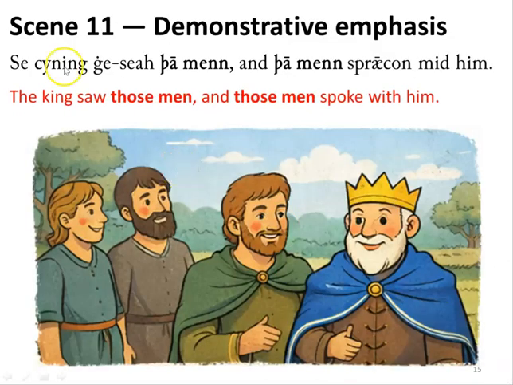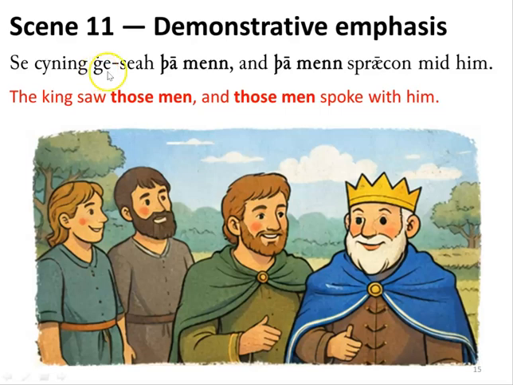All right, next one. Se koning Jesech thamena, and thamena sparakon mit him. Notice mid the preposition here, and then this becomes the dative plural. This him can be dative singular, one person, one male. Him can be the plural, dative again, plural. So it's context that tells you which one is which. Mena is plural, so this is plural and not just male either. The king saw those men, and those men spoke with him.